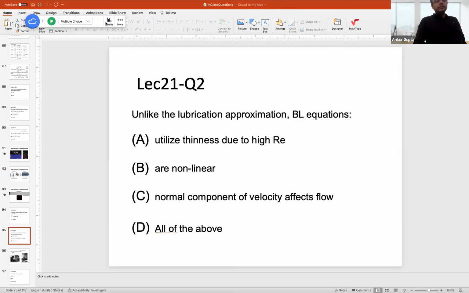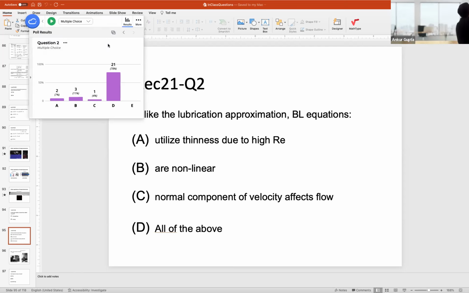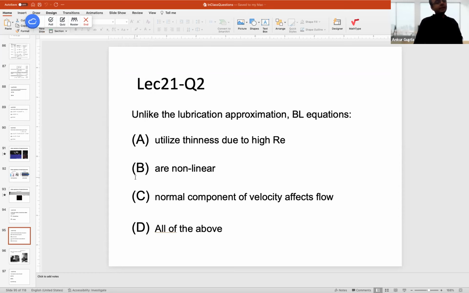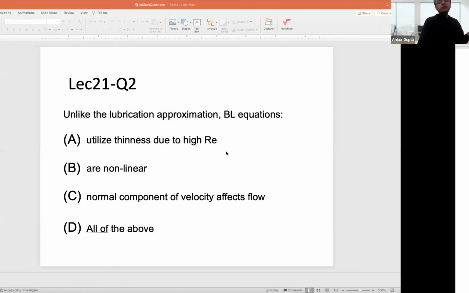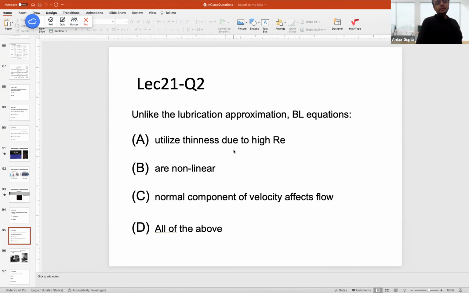Hopefully, all of you, yes, so it is all of the above, right? So that was the idea, you have to think about all these different effects that are not present, and so all of them are correct. So all of you who even selected other options are right in that way. But these are all the complications that you get in the system, because remember we utilized the thinness due to high Reynolds number to get the delta.